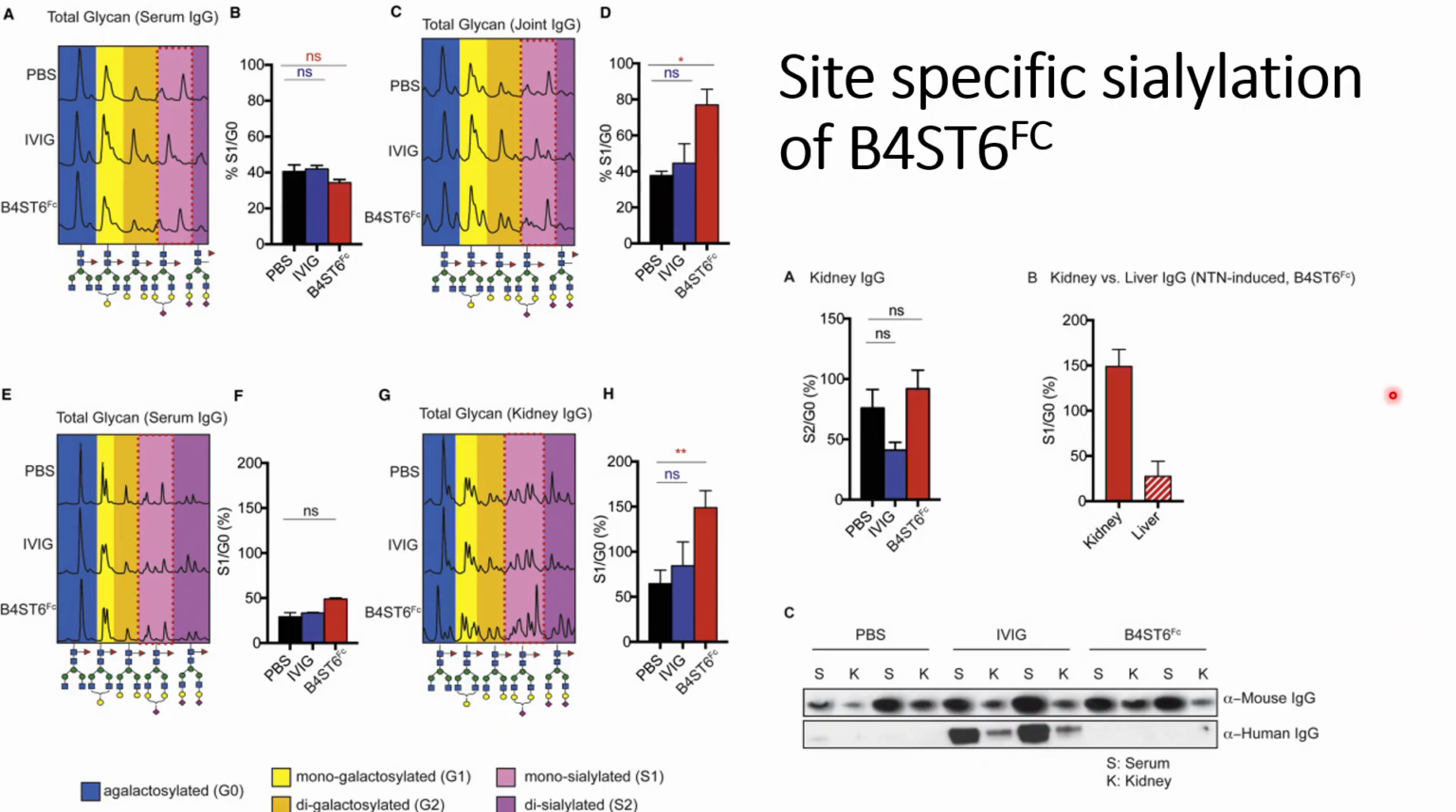So I hope you understood how they study the site-specific sialylation of B4ST6FC and what their final outcomes are. If you want to understand these experimental results in detail, you can go to the reference that has been provided in the description. So these panels A, C, E, G are the HPLC of the glycans.